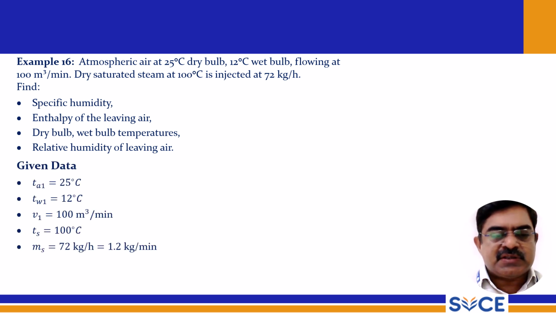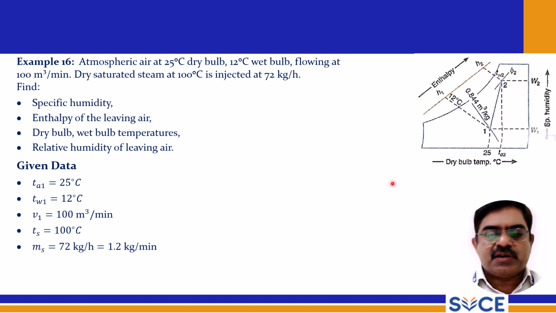The given data is TA1 is 25 degrees Celsius, TW1 equal to 12 degrees Celsius, V1 is 100 meter cube per minute, that is the flow rate, Ts is 100 degrees Celsius, and ms equal to 72 kg per hour. If we convert that into minutes, it becomes 1.2 kg per minute.